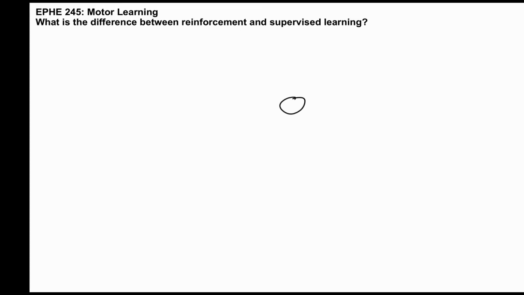For example, imagine that you putt a golf ball and there's a target over here. If you putt the golf ball and you're in a reinforcement learning situation, you only find out whether you hit or miss the target. Supervised learning is a bit different. In supervised learning, you also find out about the outcome, but you also find out what you did wrong.